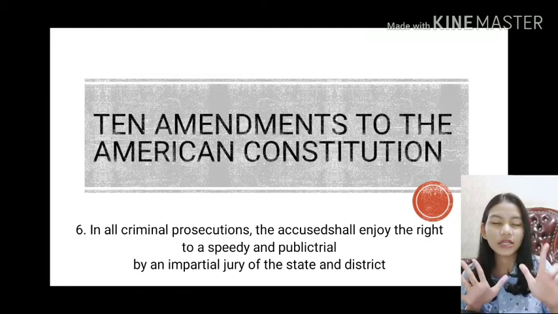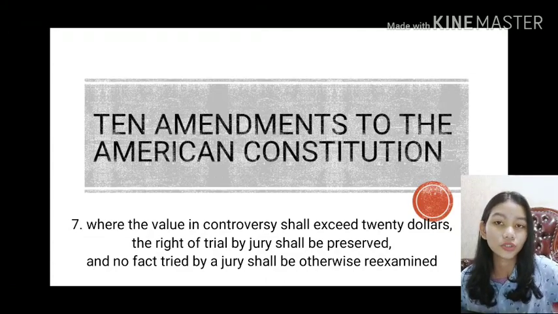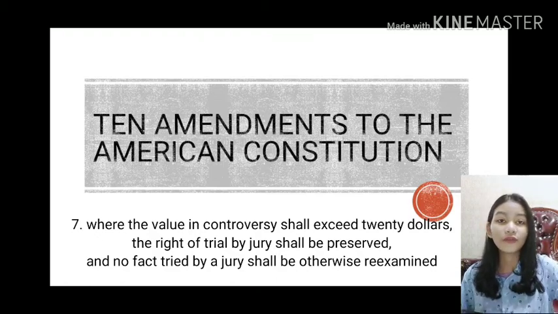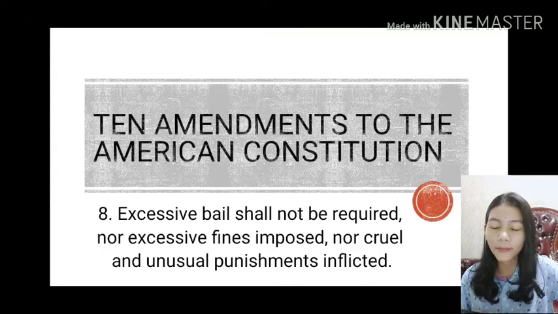And now we move to the seventh amendment. This amendment states that in cases based on common law where the amount is more than $20, the right to be tried by a jury must be maintained, and no facts that have been tried by a jury may be reviewed in another court in the United States except following the rules of common law. And the eighth amendment states that excessive bail will not be required, nor will excessive fines be imposed, nor will cruel and unusual punishments be inflicted.